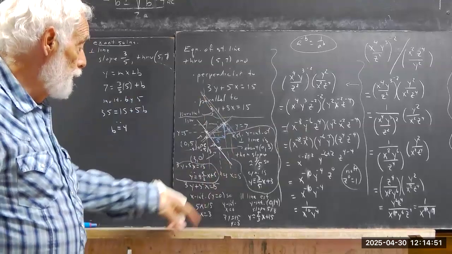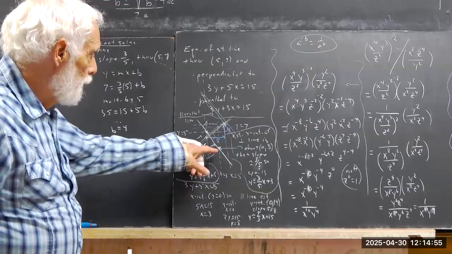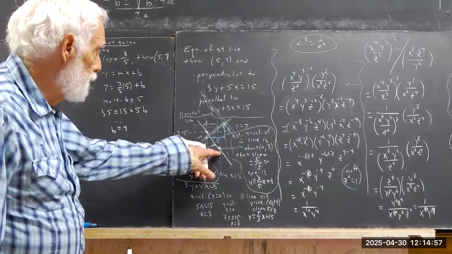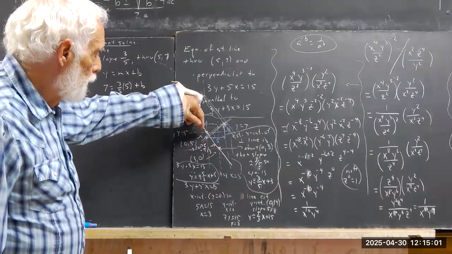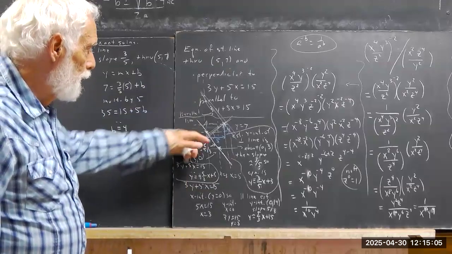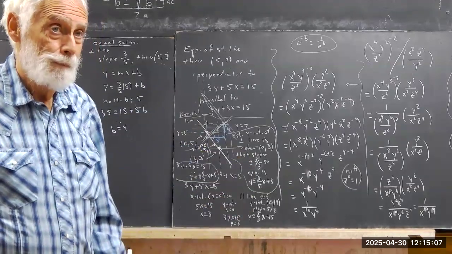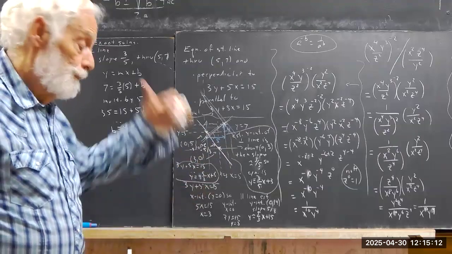So the slope of this line is negative 5/3. Now you could figure that out. You've got the x-intercept at (3, 0) and the y-intercept at (0, 5). To get from here to here, you go down 5 and over 3. That's a rise of negative 5 and a run of 3, giving a slope, rise over run, of negative 5/3.